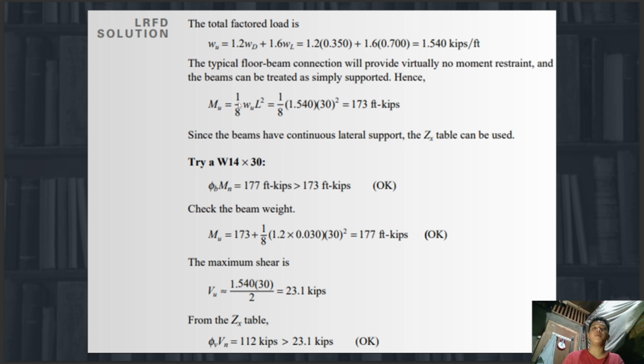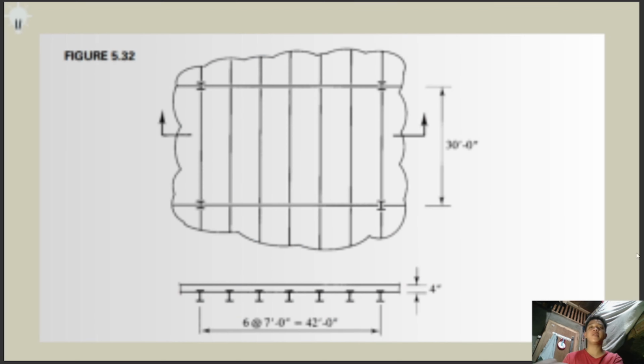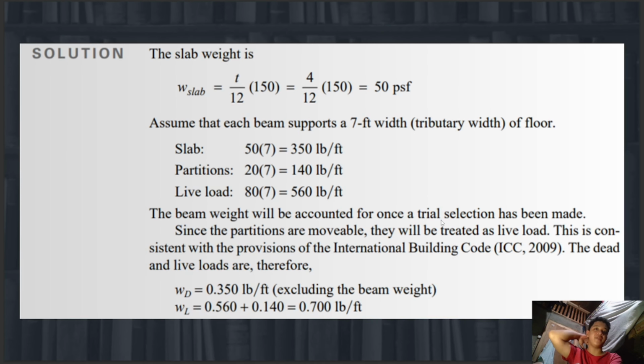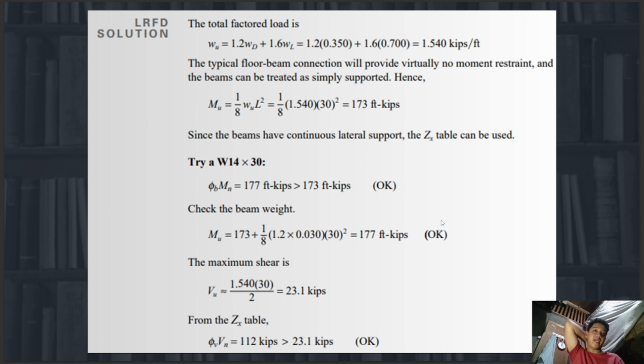Gamit nato din ang formula na M sub U is equal to 1/8 of the W total factored load times the length of the connection squared. I mean it is the length of the building actually. So balikan nato. So 1/8 of 1.540 na total factored load times the 30 feet squared. Therefore, makuha na ang 173 feet kips.